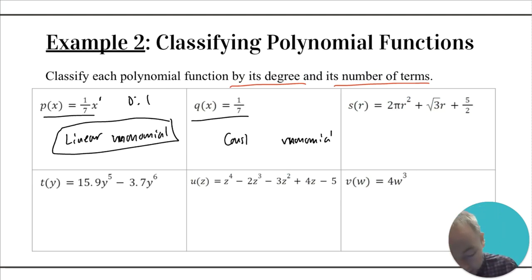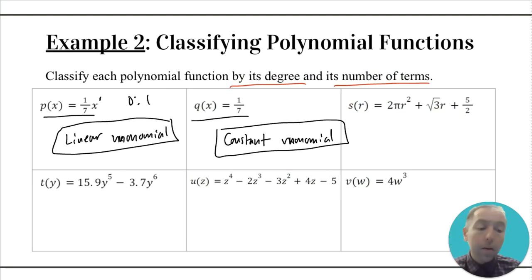So then we would classify it as being a constant polynomial because it has degree 0. So therefore, it's a constant monomial. Degree 0 and only one term, right? When you look at the next one, you can see there are three separate terms. So you'll be able to call it a trinomial when there are three separate terms. And then the degree of the polynomial is 2 because it's the highest exponent.